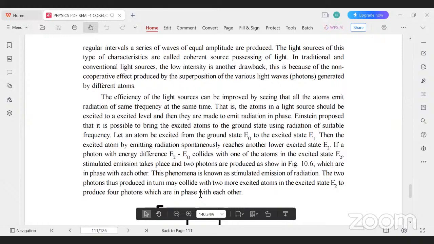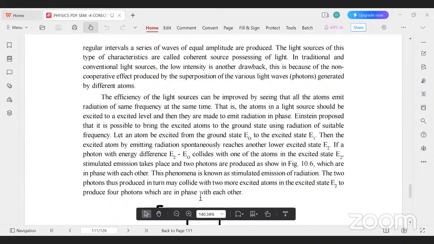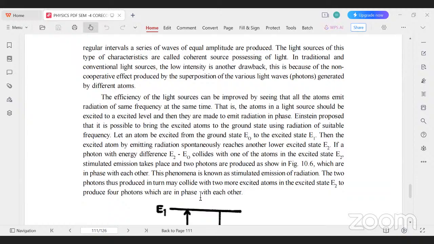So Einstein proposed that it is possible to bring the excited atoms to the ground state using radiation frequency. Let an atom be excited from the ground state E0 to the excited state E1. Then the excited atom, by emitting radiation spontaneously, reaches another excited state, E2. If a photon with energy difference E2 minus E0 collides with one of the atoms in the excited state E2, stimulated emission takes place and two photons are produced, as in the figure, which are in phase with each other. This phenomenon is known as stimulated emission of radiation.